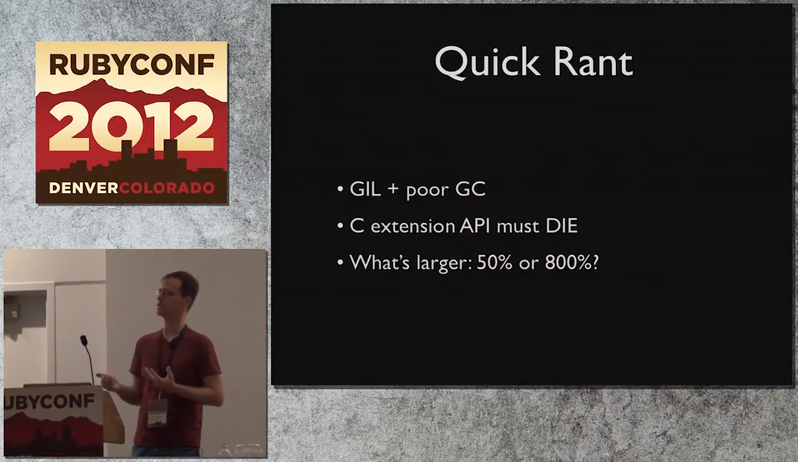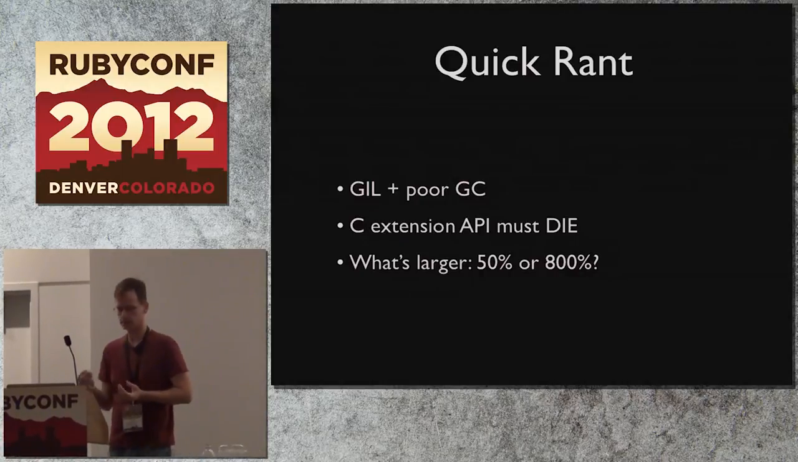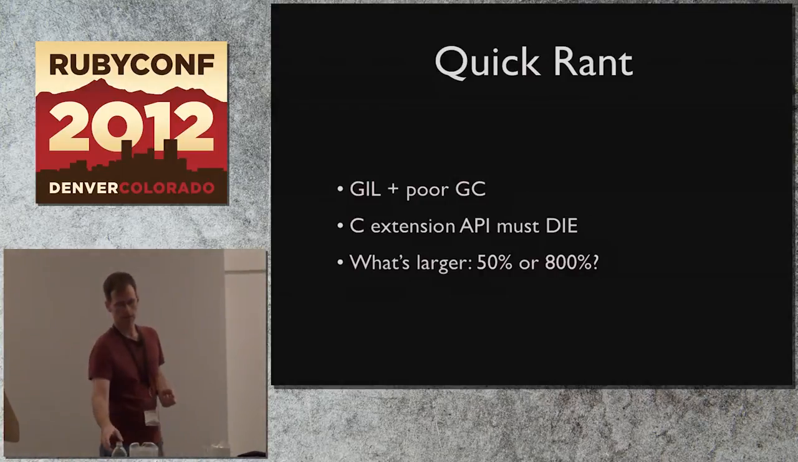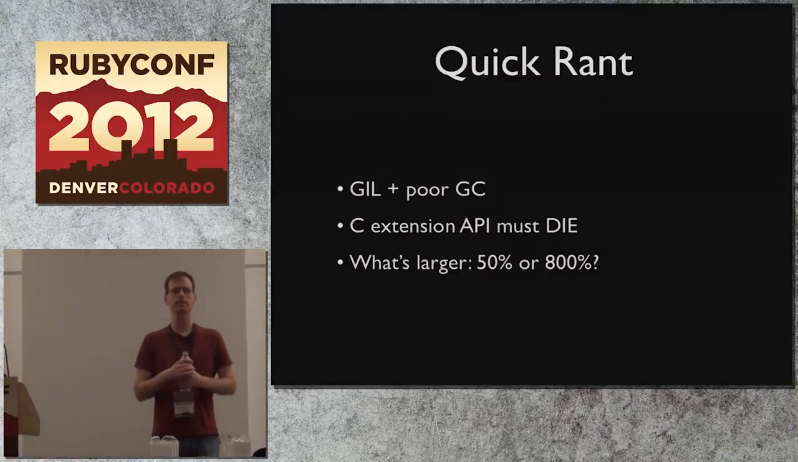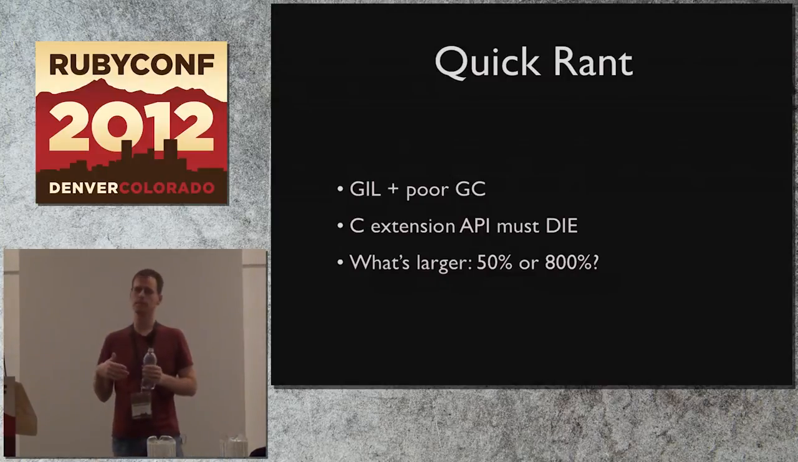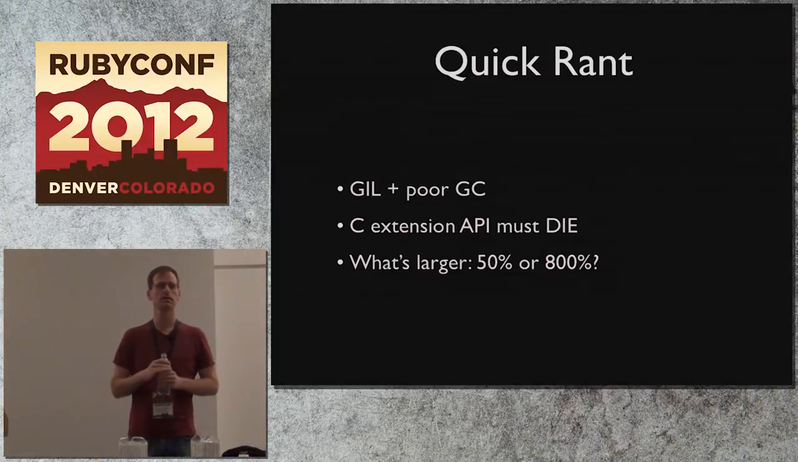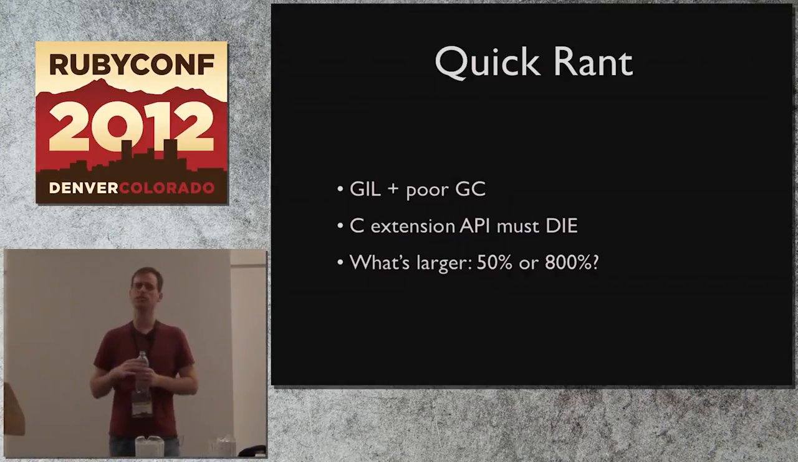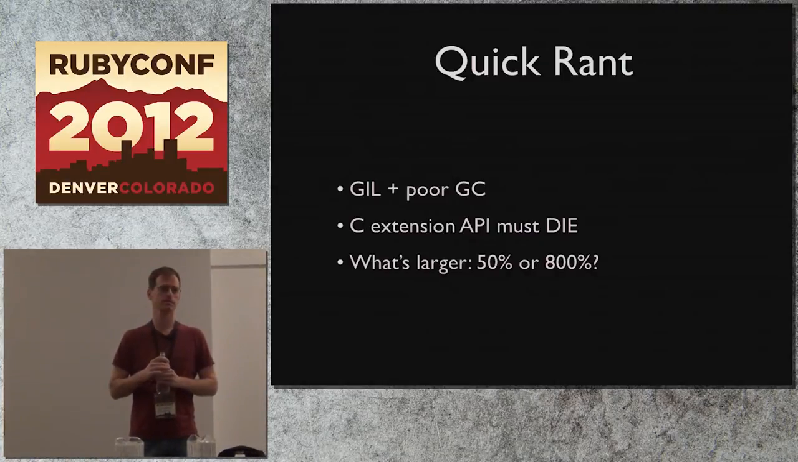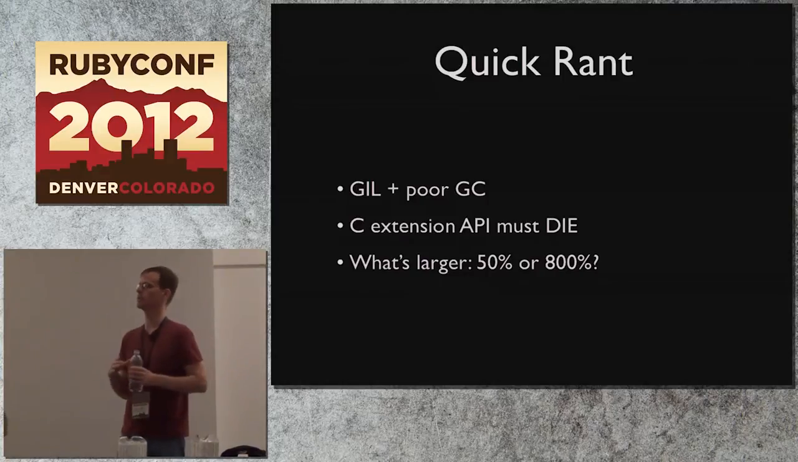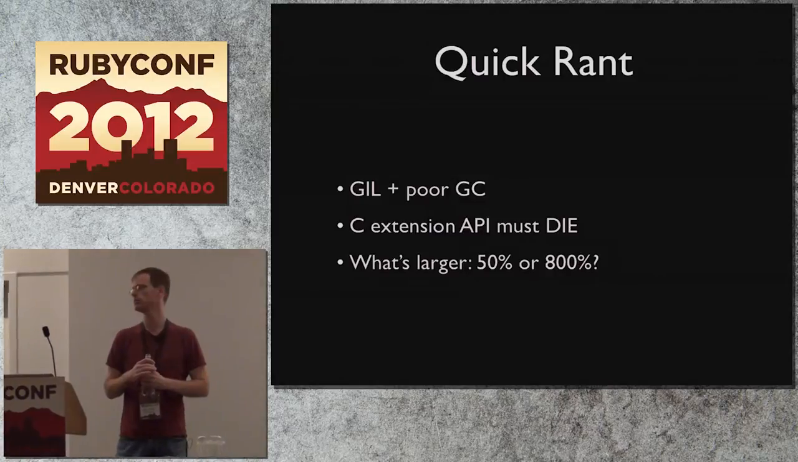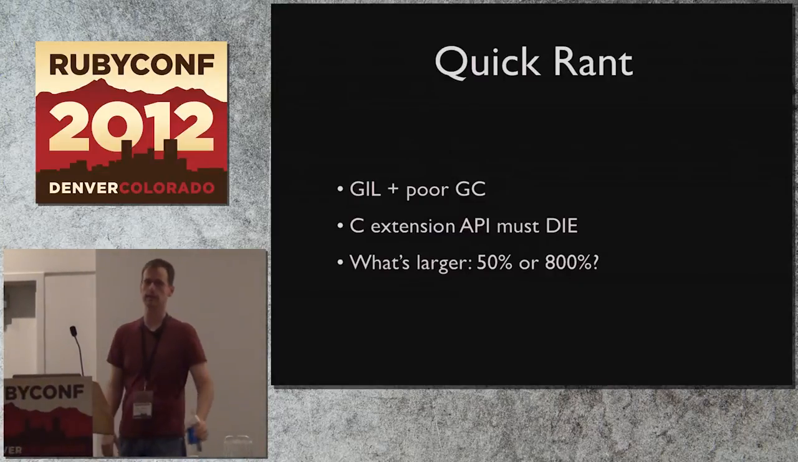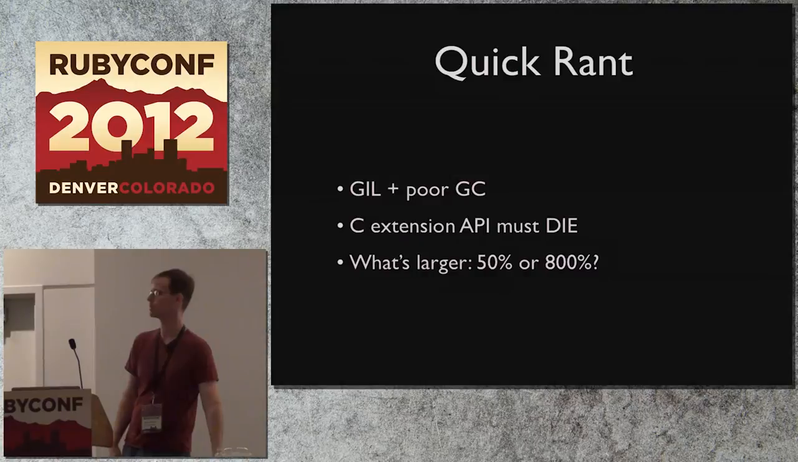And so the GC and the GIL are there to deal with C extensions, which is kind of funny because the C extensions are there to speed up performance, right? With a C extension, I can take my well-tuned Ruby and maybe make it 50% faster. But now I can't use seven other cores. So what's bigger, 50% faster or 800% faster? That's the sad state of where we are today, I think.